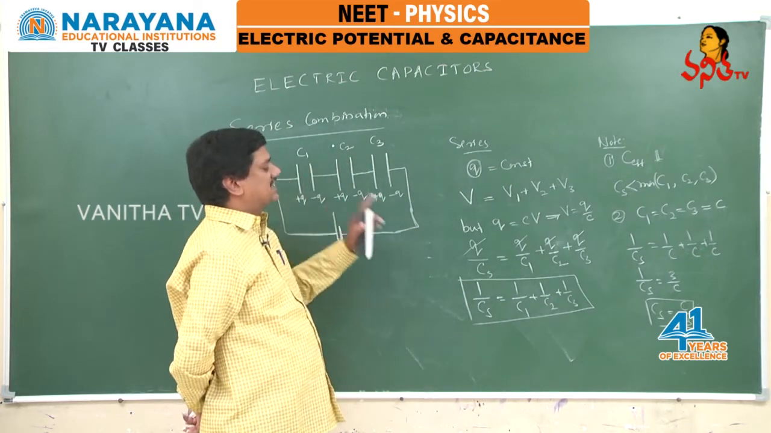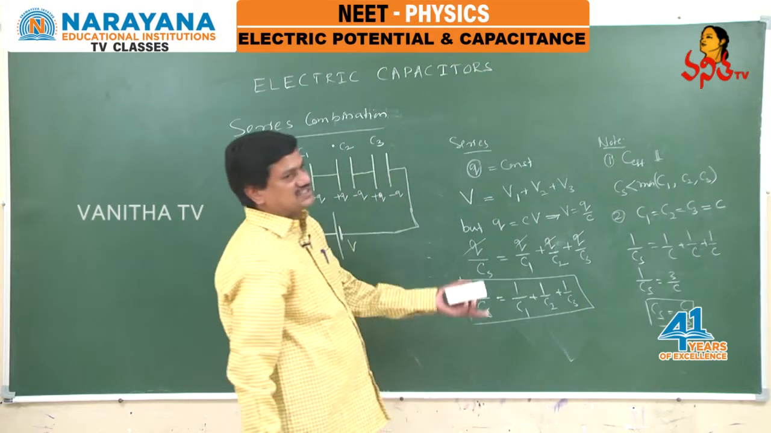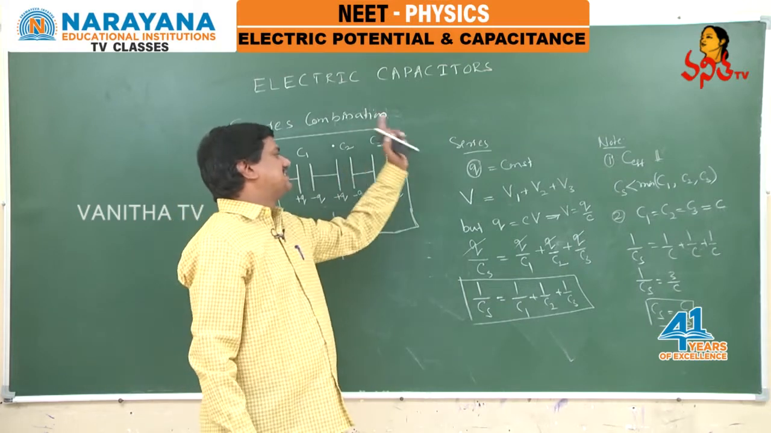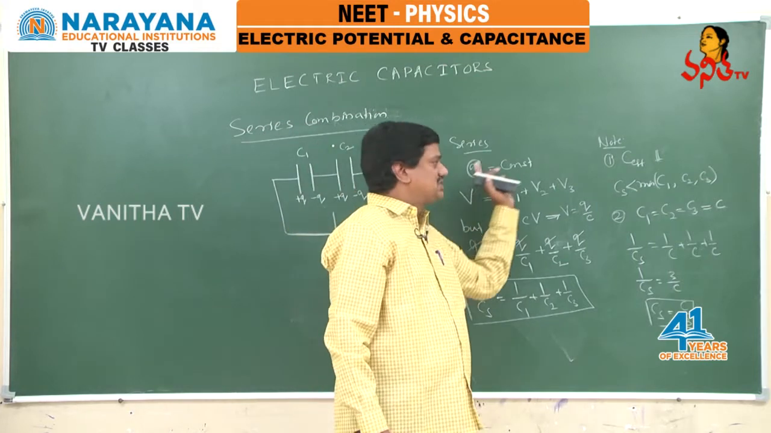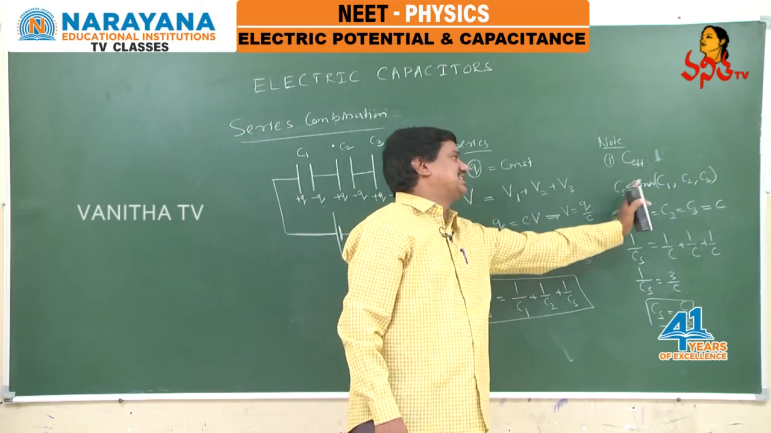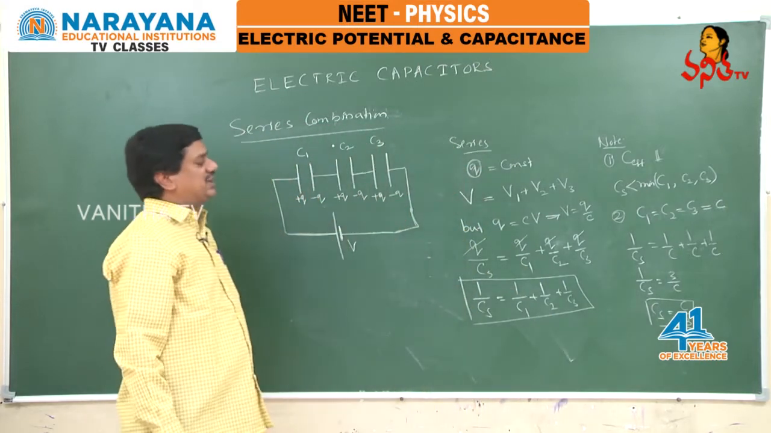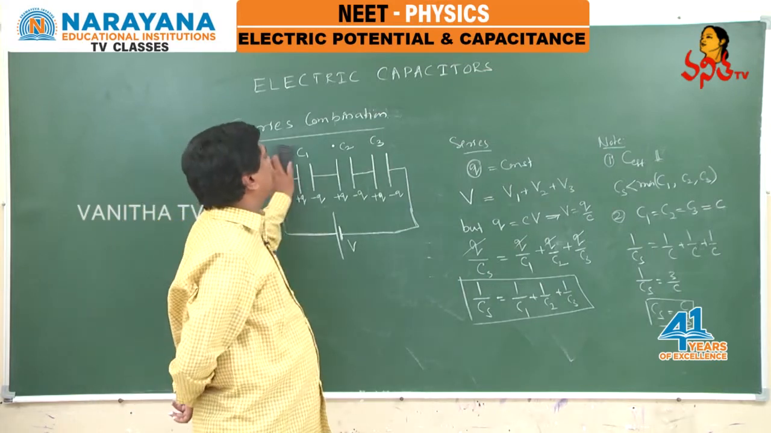are joined in series, then the effective capacitance becomes C by n. Altogether, in series combination, charge remains constant, potential is shared among the capacitors, and effective capacitance is less than the least value. Also, if n identical capacitors are joined in series, then the effective capacitance equals C by n.